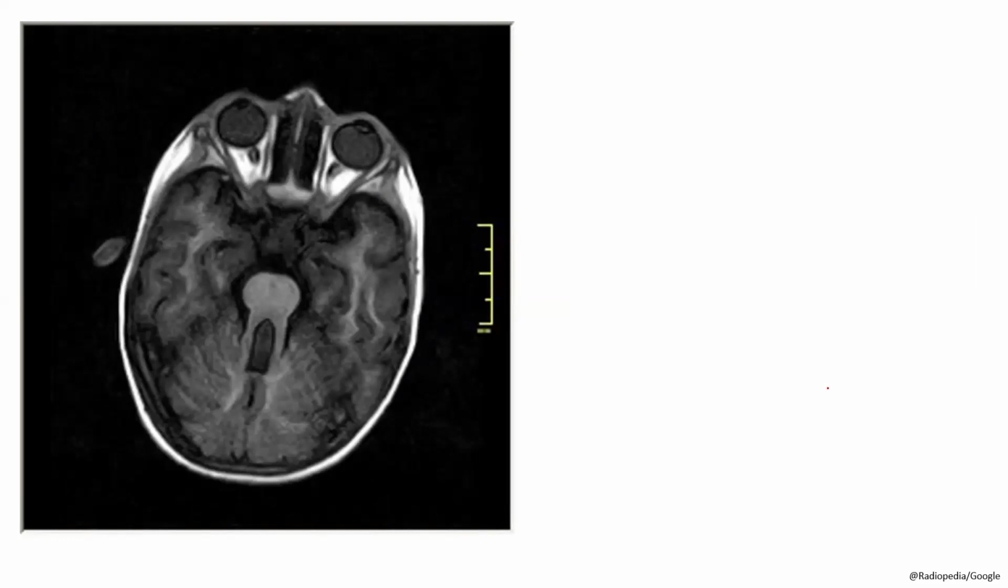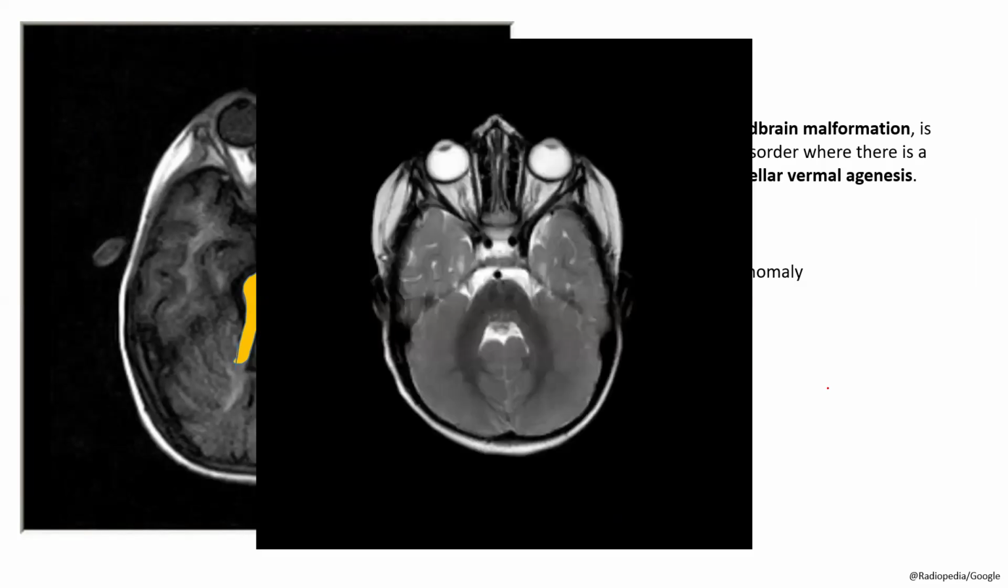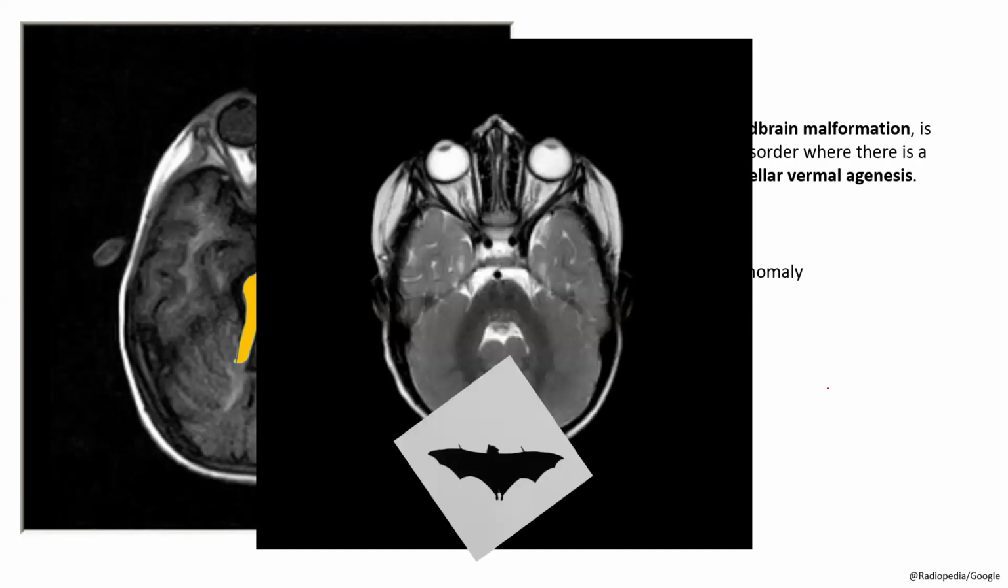What is this sign? This is typical molar tooth malformation of the midbrain and hindbrain, and it indicates cerebellar vermal agenesis, and it occurs in Joubert syndrome. So this is molar tooth appearance. And there is one more sign which is seen in Joubert syndrome, that is bat wing appearance of the fourth ventricle, although not very specific.